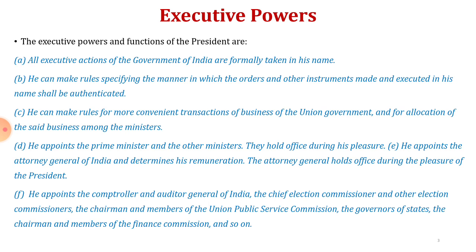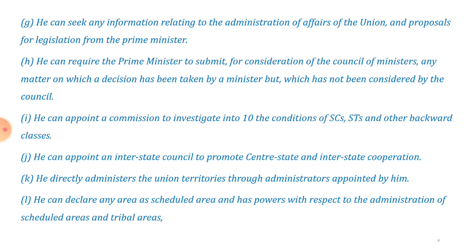So from this we came to know that these different members, chairmans, and commissioners are appointed by the president, and even the prime minister is also appointed by the president. Along with that, several other powers are: he can seek any information relating to the administration of affairs of the union and proposals for legislation from the prime minister. He can require the prime minister to submit for consideration of the council of ministers any matter on which a decision has been taken by a minister but which has not been considered by the council.